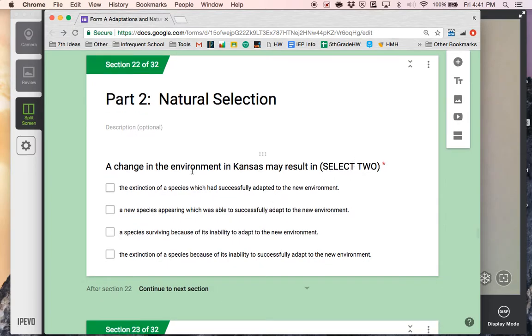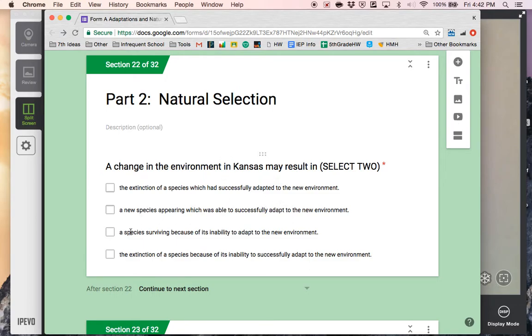All right, two parts here. A change in the environment in Kansas may result in, if the environment changes, what's going to happen? The extinction of a species which had successfully adapted to the new environment. Oh boy, that's wordy. Let's see this again. A change in the environment in Kansas may result in the extinction of a species which was successful. Why would a species that's successful go extinct? I'm wiping that one out. A new species appearing which is able to successfully adapt. Okay. A new species which is successful in adapting. That could happen, I suppose.